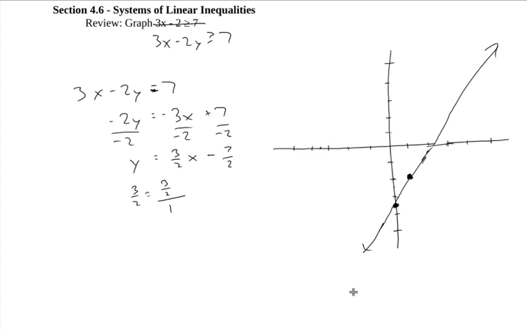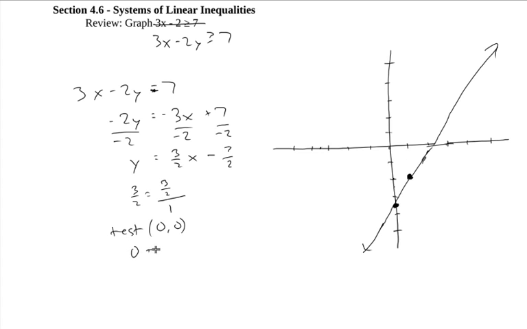Alright. And I need to figure out which way I should be shading. Now, I don't want to use my equation here because I've lost any sense of direction, which side I'm talking about. I want to go back and test the original inequality, this one up here. If I'm going to use a test point, it can be any point that's not on the line, so my favorite is the origin.